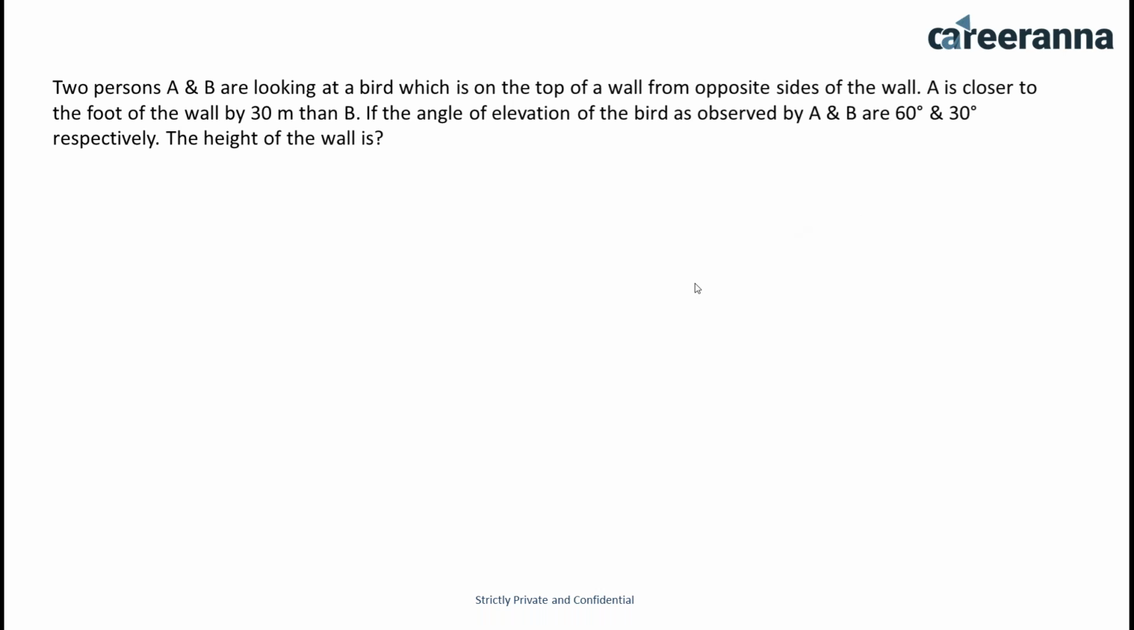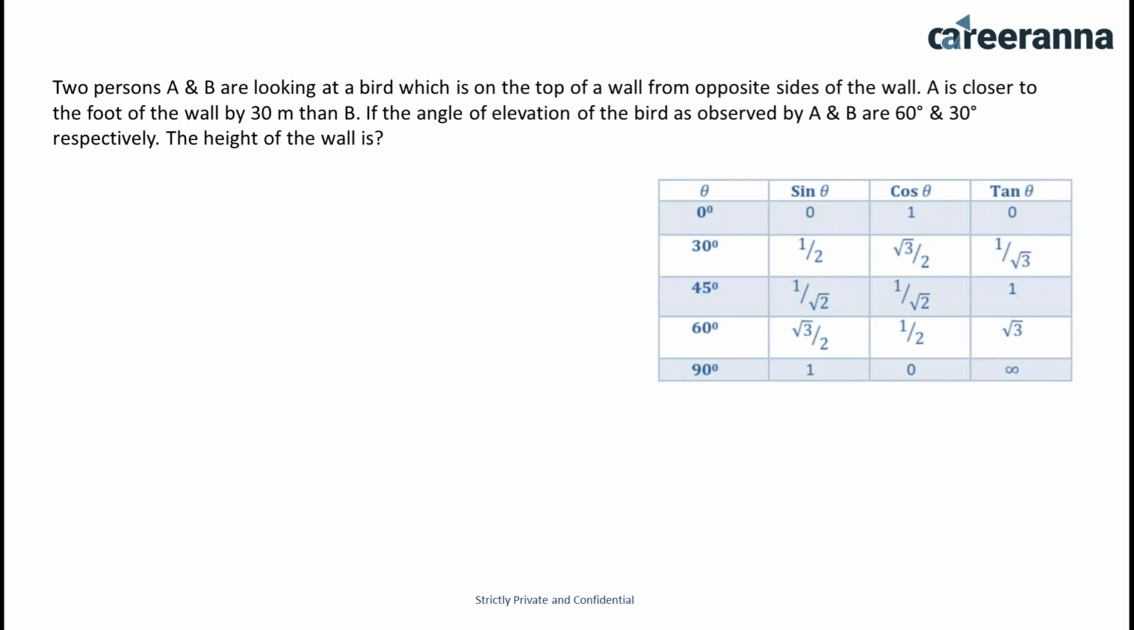In this question, you have to use a trigonometric relation, because the angles are given to you, that is 60 degrees and 30 degrees. And for those students who don't know the values of trigonometric ratios, let me help you. This is the table that you can use to find out the values. You have to learn this whole table.